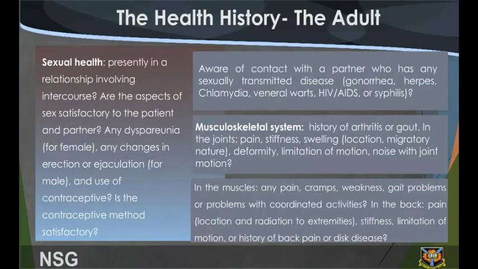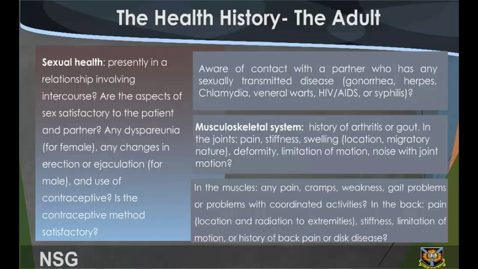Sexual health: presently in a relationship involving intercourse? Are the aspects of sex satisfactory to the patient and partner? Any dyspareunia for female, any changes in erection or ejaculation for male, and use of contraceptive? Is the contraceptive method satisfactory? Aware of contact with a partner who has any sexually transmitted disease: gonorrhea, herpes, chlamydia, venereal warts, HIV and AIDS, or syphilis.